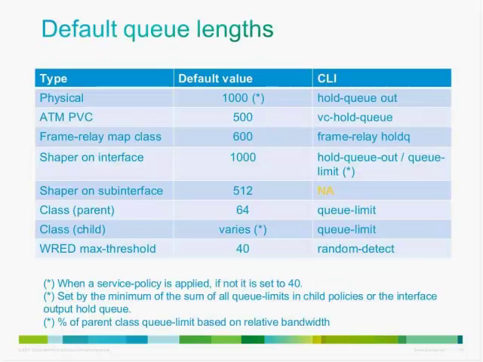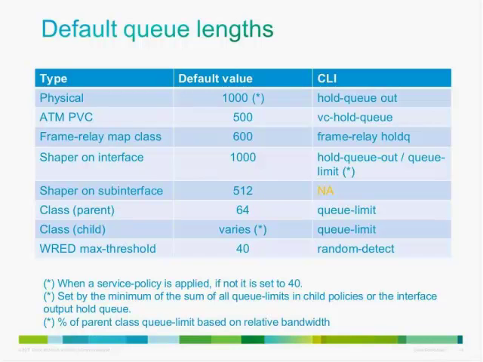The default queue length on the physical interface, when there is a service policy applied, is up to 1,000 packets, and we can always change the buffer with the hold queue command. Similarly, if there is no service policy configured under the physical interface, then we go up to 40 packets by default. Under the ATM PVC, the default value is 500, and we can change the number of packets available on the ATM PVC with the VC hold queue command. And for the frame relay map class, the CLI is frame relay hold queue, which can tweak the default queue length.